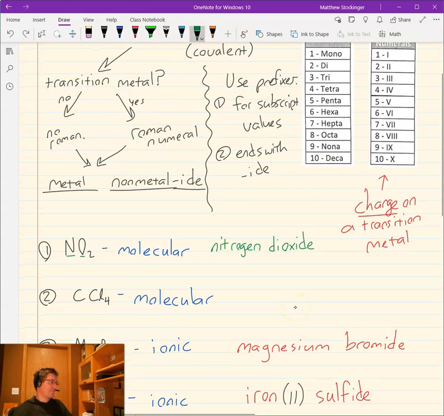CCl4. C. Carbon. Cl. That's chlorine. Let's change. I'm going to leave some space for a prefix, because again, I see a number there. Change the ending. Chloride. What's the prefix for a 4? Right up here, it is tetra. So this is carbon tetrachloride. This is something that used to be in a lot of aerosol cans. It's a terrible, terrible ozone-depleting gas that has been outlawed in aerosol cans.